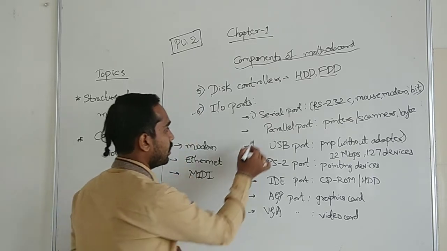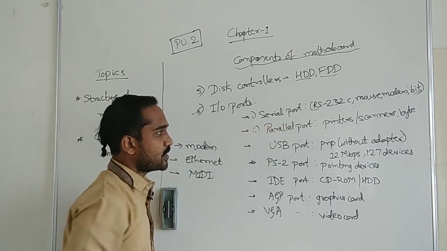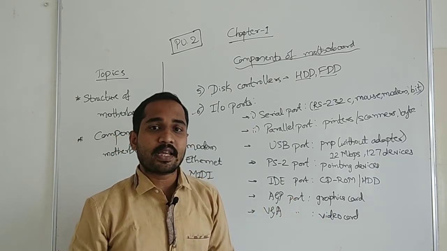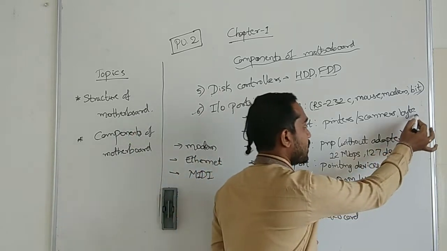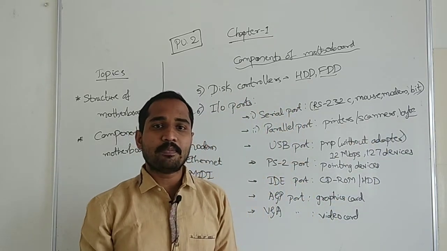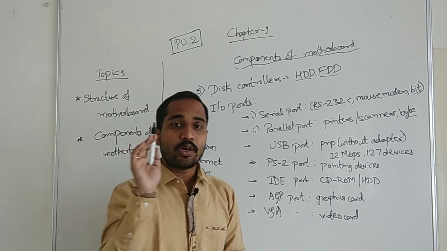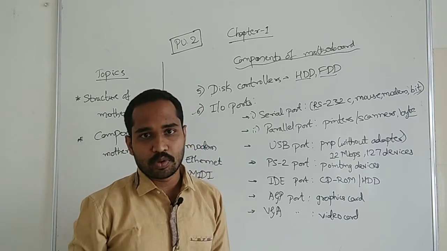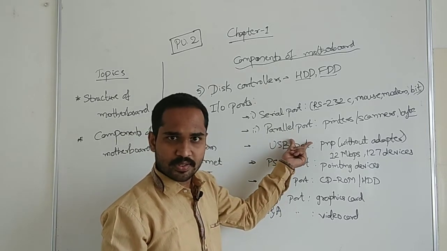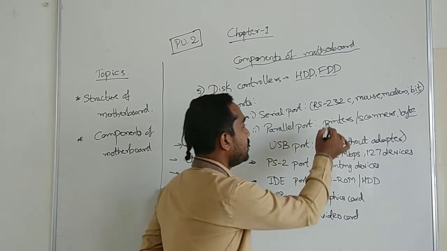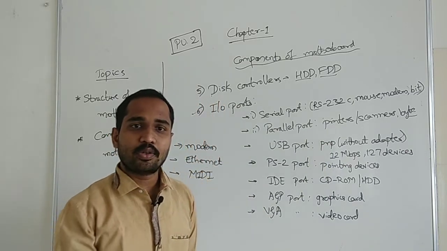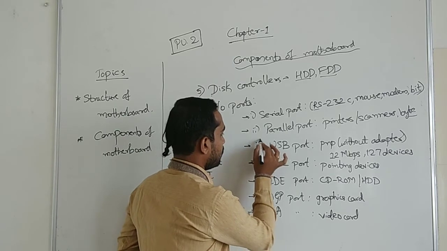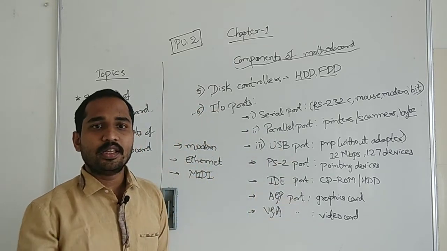Now similarly, the opposite of this is parallel port. Parallel port means many bits are being sent at a time. How many bits? You say it byte wise. How many bits make a byte? 8 bits, isn't it? So 8 bits of data can be sent at a time in parallel port. So this is faster, isn't it? This is faster. And printers and scanners can be connected to the parallel port. Remember this.